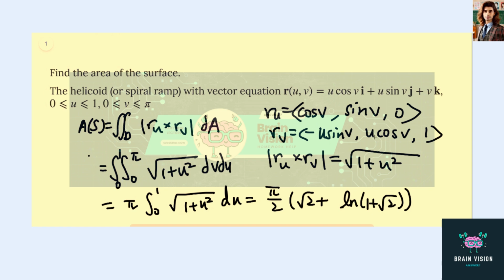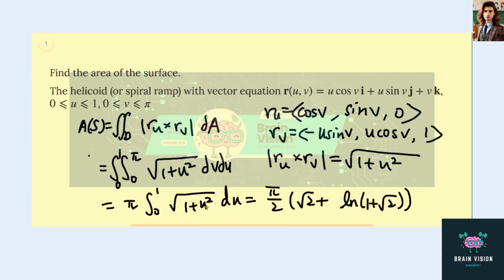Okay, so this problem with the setup is integrating the cross product of r_u and r_v, which can be computed by taking the derivatives, then taking their cross product and the absolute value. We get the square root of 1 plus u squared. That should be computed by the standard cross product formula. And the integral we end up with is the square root of 1 plus u squared.